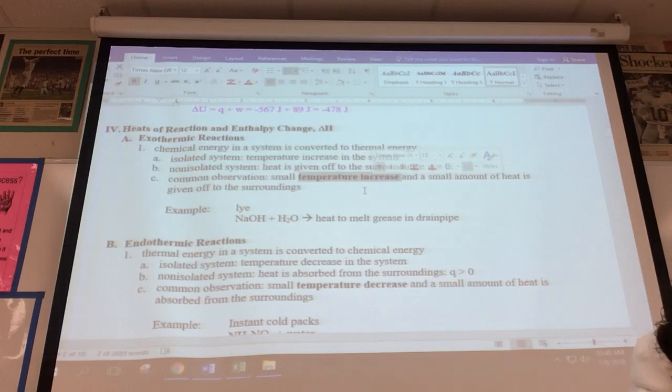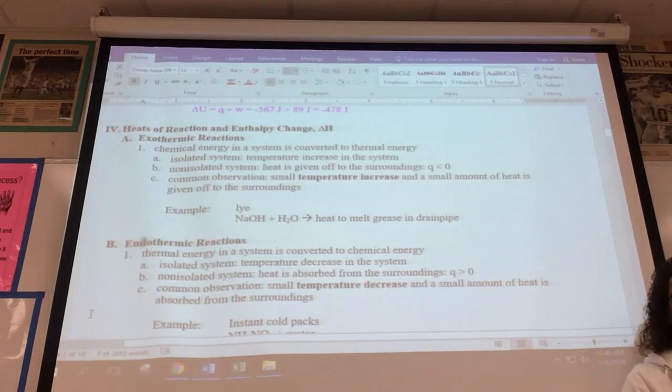And I think the easiest trick to remember it is decrease in temperature, endo, look for the D. And I think it'll be easier for you. Okay. All right?